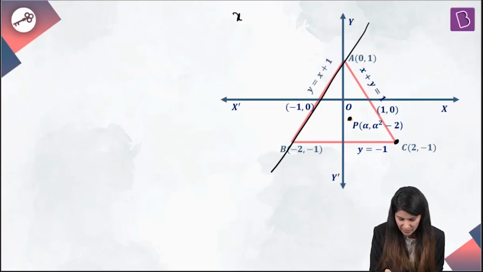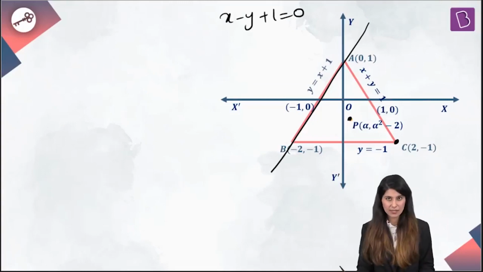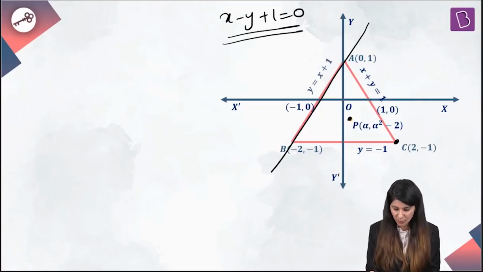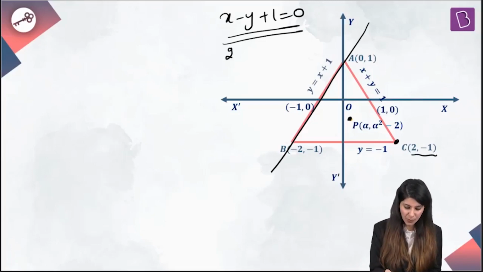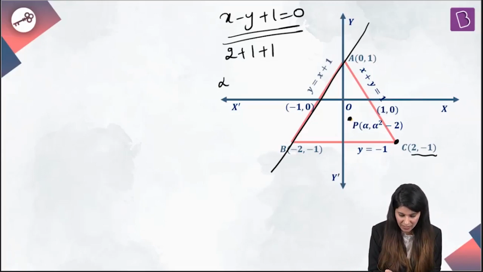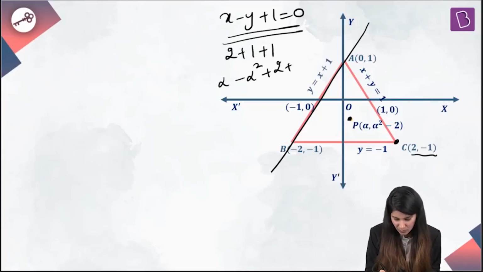Or rather, X minus Y plus 1 equals 0. This sounds better. X minus Y plus 1 equals 0. Which are the points? 2 comma minus 1. So 2 plus 1 would be the value for the first point, and again alpha minus alpha square plus 2 plus 1.